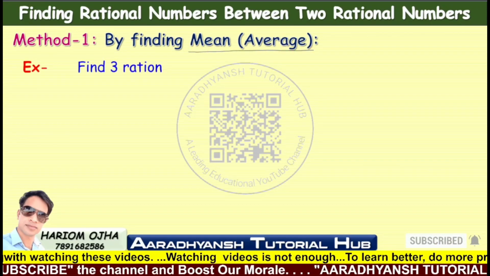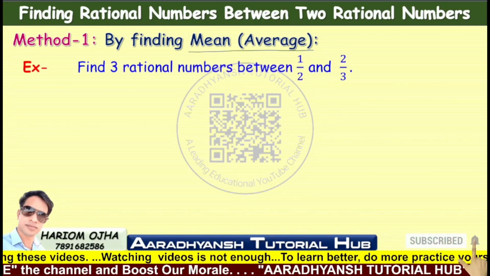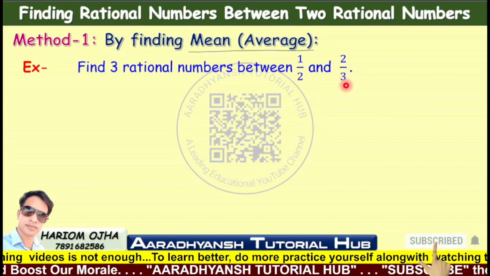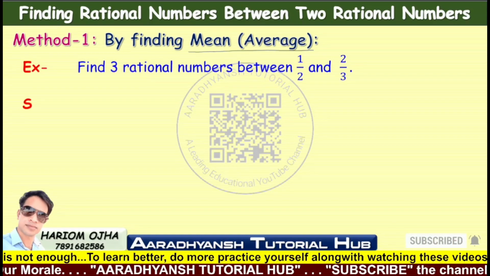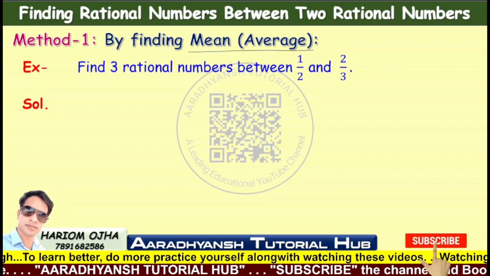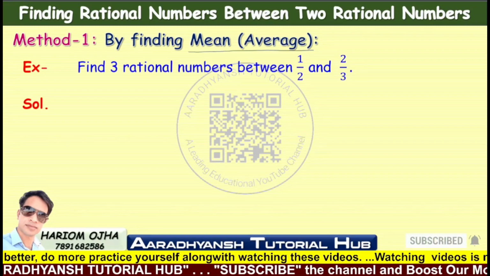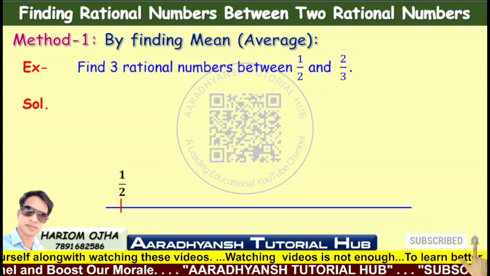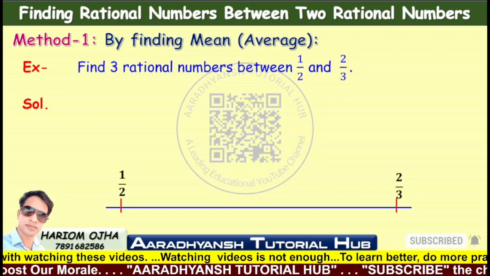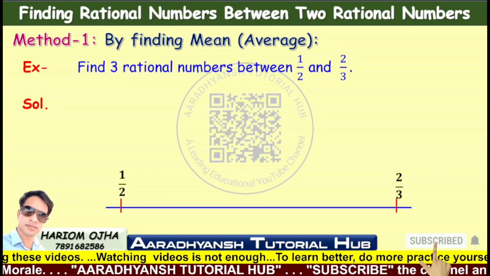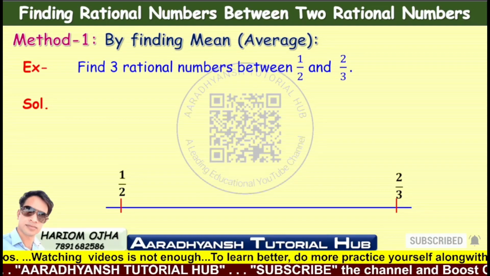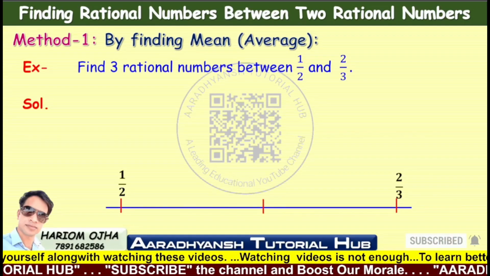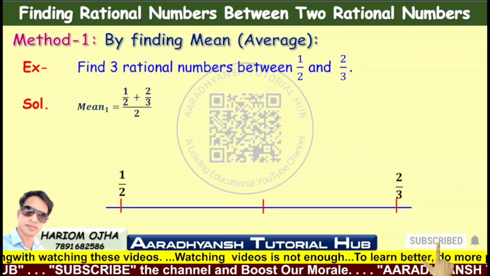Okay, for example, find three rational numbers between 1 over 2 and 2 over 3. Here there are two fractions, 1 over 2 and 2 over 3, and we have to find three rational numbers between them. So just find the mean or average of 1 over 2 and 2 over 3. So just make a number line and mark 1 over 2 and 2 over 3 on this number line, and we have to find the first rational number between 1 over 2 and 2 over 3, and it will fall here.